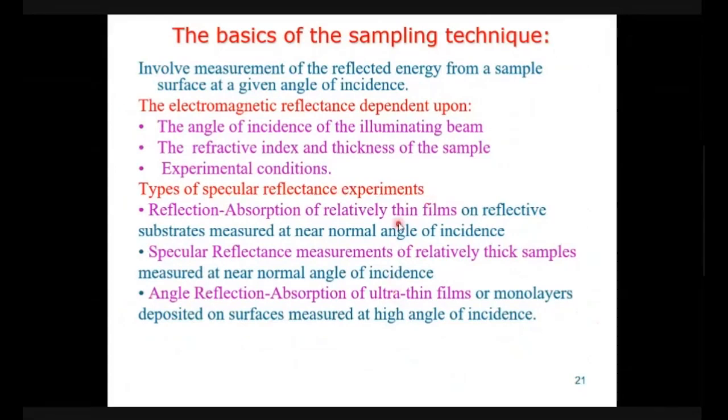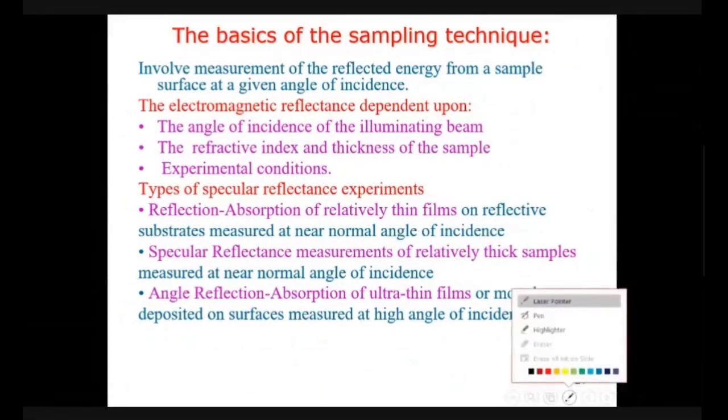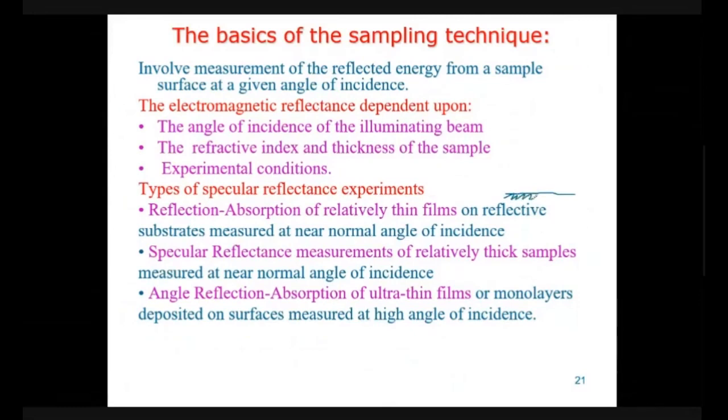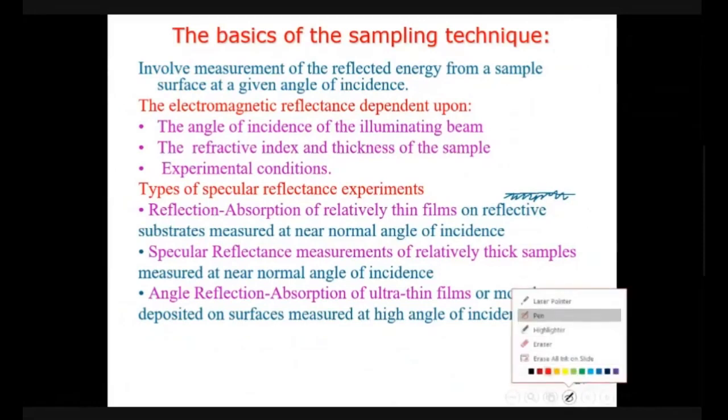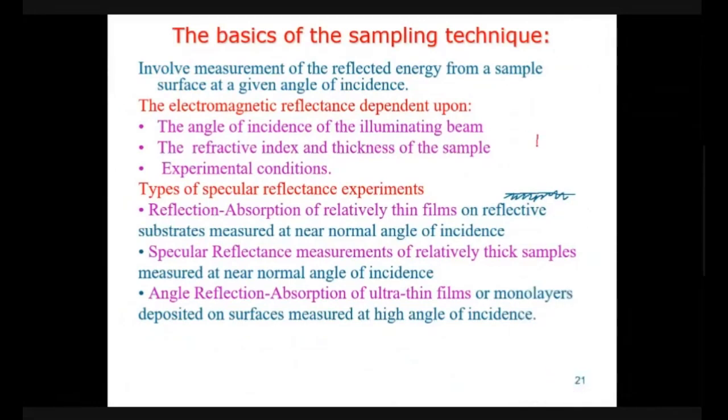There are three types. All these three we have seen. That is the reflection absorption of relatively thin films. Okay, this is a reflection or a refractive substrate measured at near normal angle of incidence. What it means, we will show you. Suppose this is your sample surface. So reflection absorption. Let me draw a laser light. Suppose it is IR light. So whatever is the angle of incidence is almost the same as the angle of reflection.